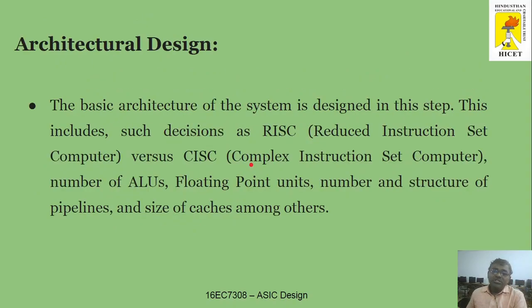Next one is architectural design. If you take the architecture, you have a lot of architectures. It may be an analog design, or it may be a digital design. So basically you have only two architectures. If it is going to be a digital design, then you have to use RISC or CISC. If it is going to be analog, you have to use floating point units, and then you have to define your ALUs and others.